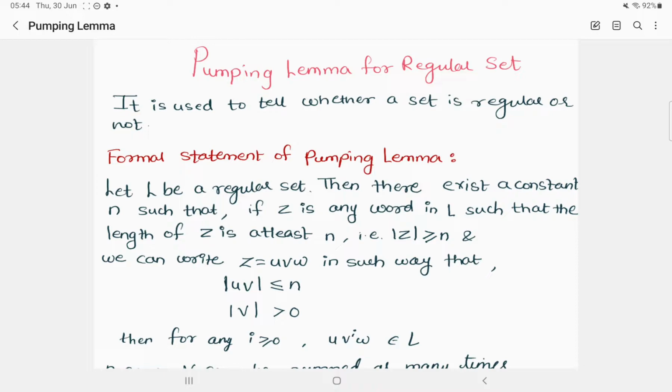So as we can see, a pumping lemma is used to tell us whether a given set is regular or not. If a set is given to us, I will first assume that it is a regular set, or any language if it is given. I'll assume that it is a language. Then I'll apply a particular theorem on it. If that stands true, then I can say the assumption I made is correct, and if it is not following the theorem or the rules, then I can say it is not a regular language. Okay, so let's go ahead.